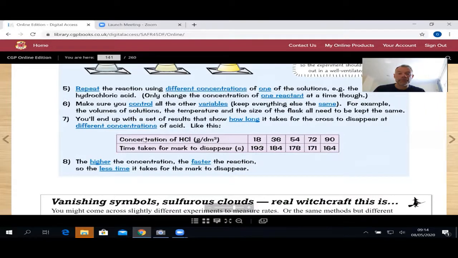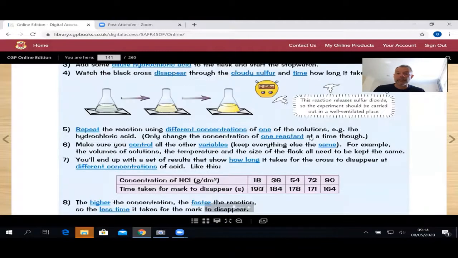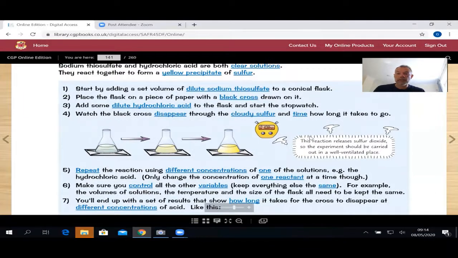Okay, and here's some typical results. Here's the concentration of hydrochloric acid in grams per dm cubed. That means grams per 1,000 centimeters cubed. Here's your concentration going up, and here's your time going downwards, which is what you'd expect. Okay, and so that's your required practical.